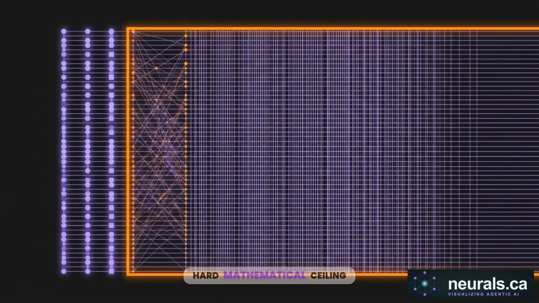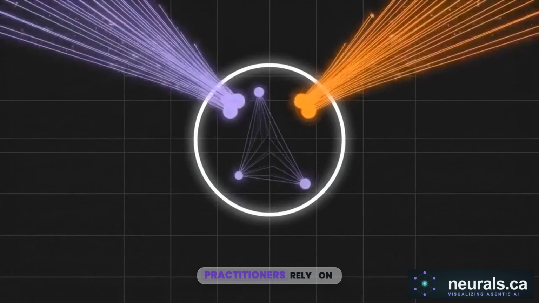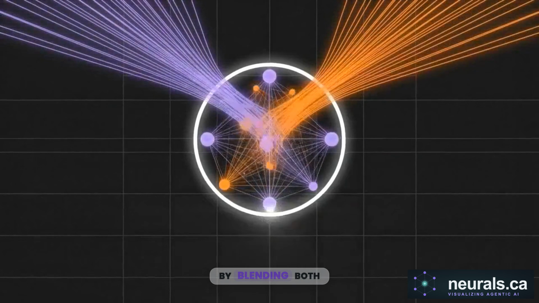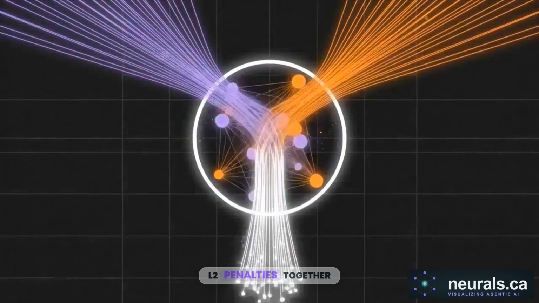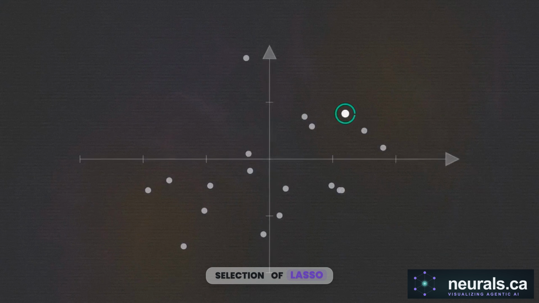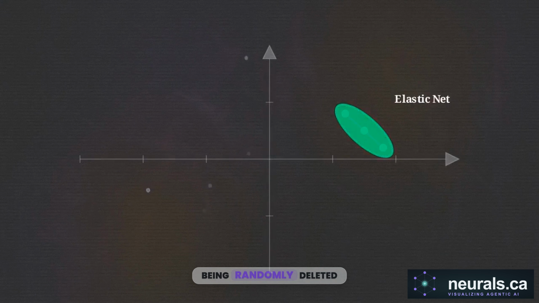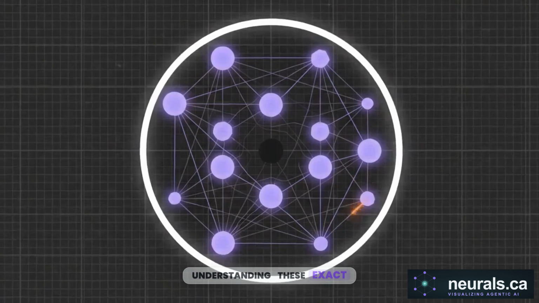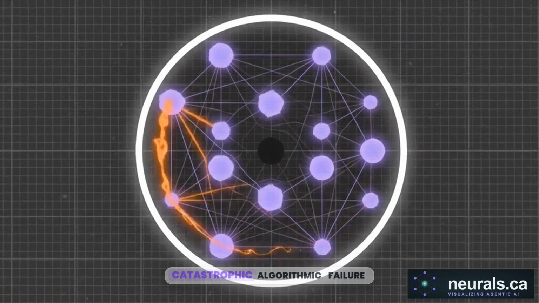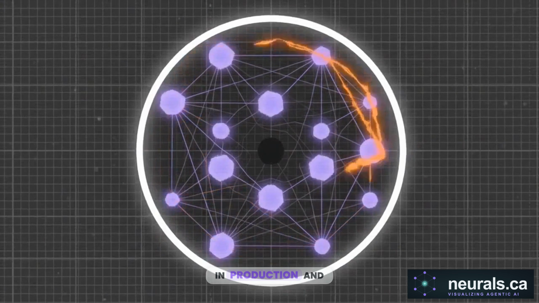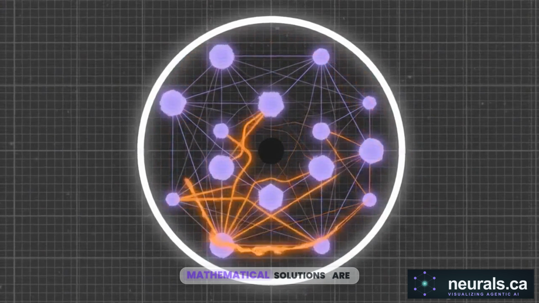Lasso also has a hard mathematical ceiling. It is structurally incapable of picking more features than there are total data points in your sample. To bypass these flaws, practitioners rely on the elastic net. By blending both the L1 and L2 penalties together, Elastic Net maintains the sparse feature selection of Lasso while using the ridge mechanism to protect groups of correlated features from being randomly deleted. Understanding these exact breaking points prevents catastrophic algorithmic failure in production and justifies why hybrid mathematical solutions are built in the first place.